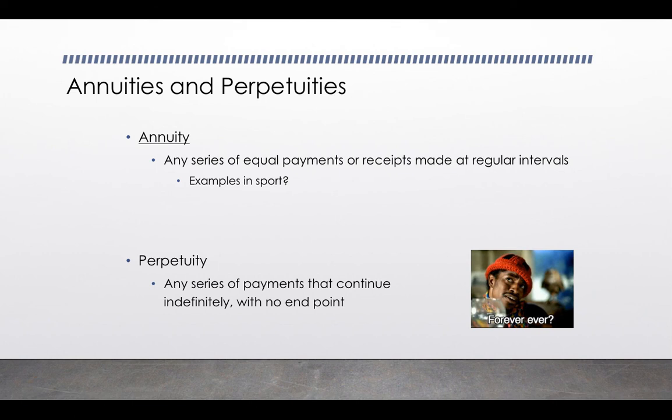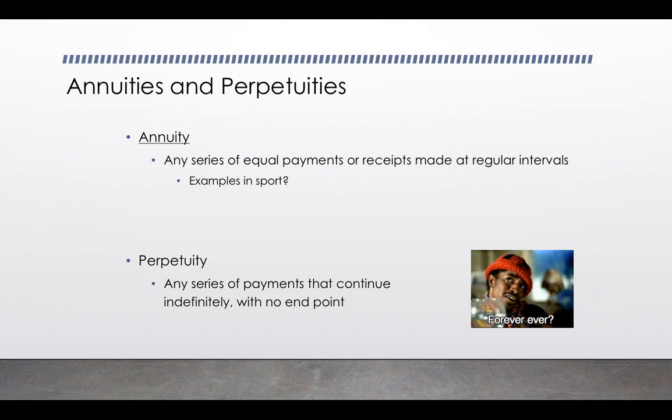Now, since we've calculated future value of a single investment or payment, that's useful, but we also have to keep in mind that oftentimes in life and in the sport industry, money isn't always paid out in one lump sum, right? Actually, more likely it's spread out over time. So there are basically two different types of payment formats that are paid over time. The first is an annuity. So an annuity is any series of equal payments or receipts made at regular intervals, okay?